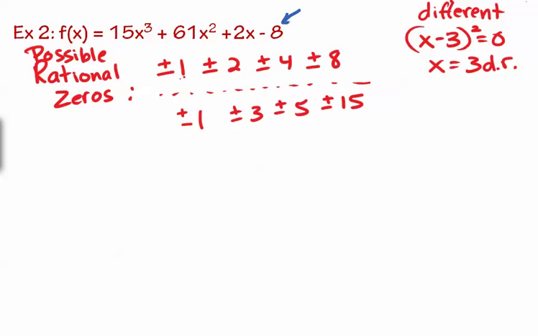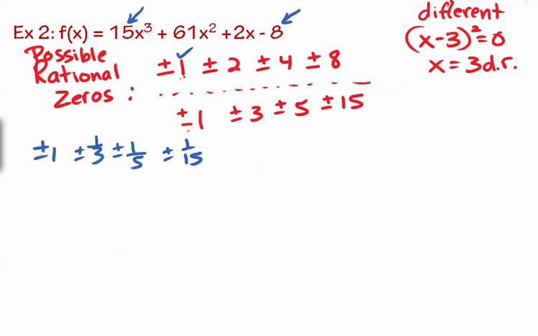Well, remember we take the factors of the constant. So what goes into -8? 1, 2, 4, 8. Divided by factors of the leading coefficient. Ouch, look at all the choices here. The factors of 15: 1, 3, 5, 15. So what are all of our possible zeros? Holy cow. 1 over 1, 1 over 3, 1 over 5, 1 over 15.